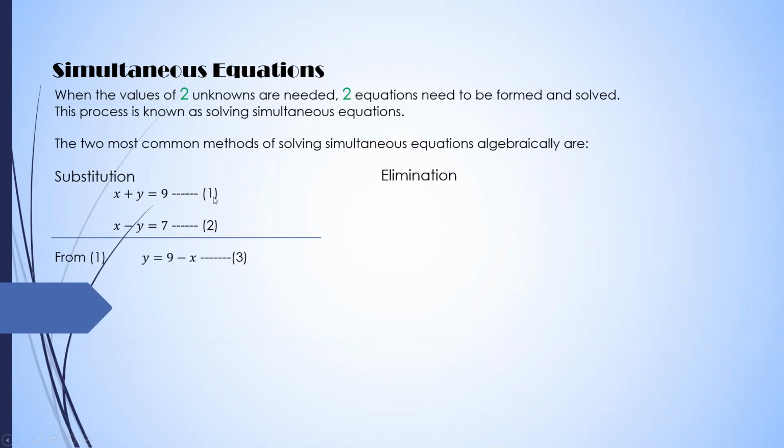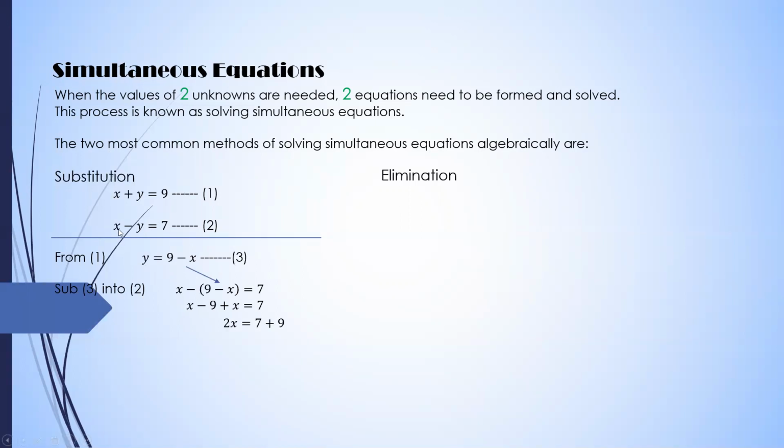So from equation 1, I try to make one unknown equal to something, right? Like in this case, I move the x away so that y becomes 9 minus x. So I name it as equation 3. In fact, 1 and 3 are exactly the same. I just moved x away to make another equation, which is exactly the same as 1. So because y is equal to 9 minus x, now I need to substitute it into the second equation.